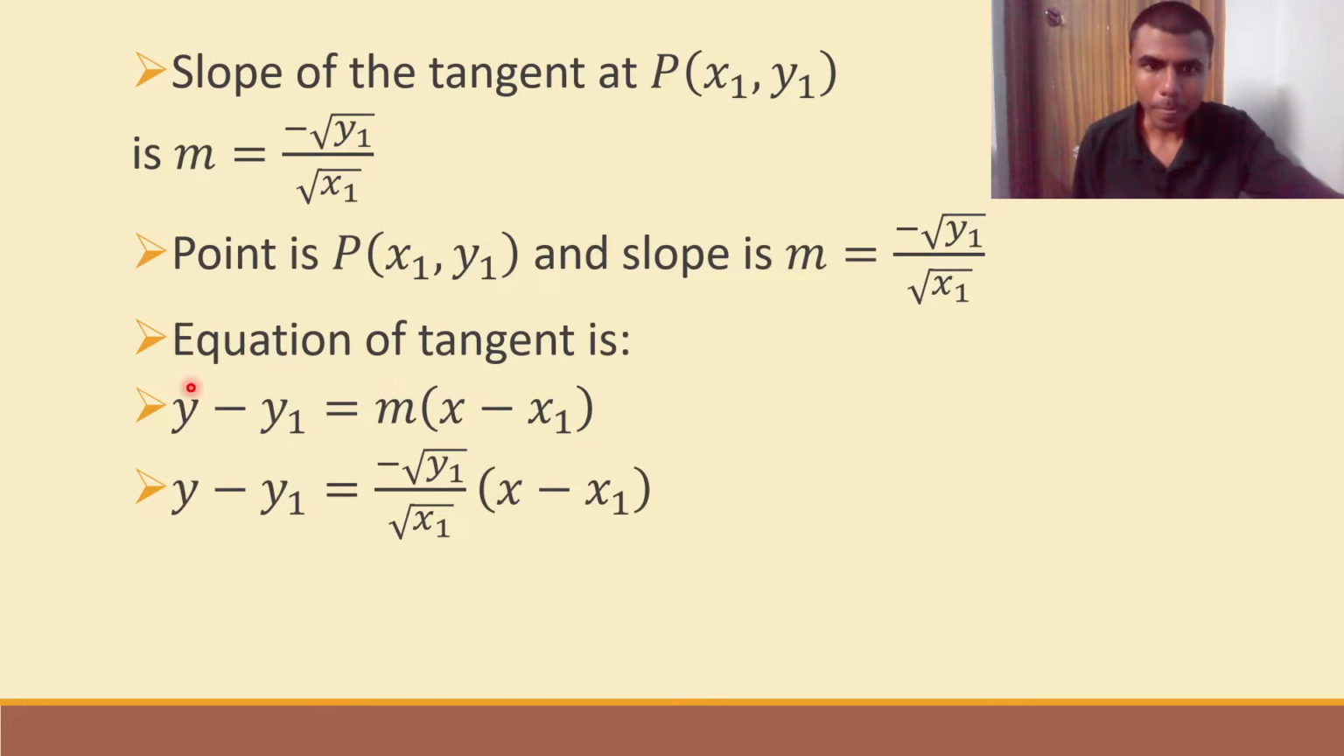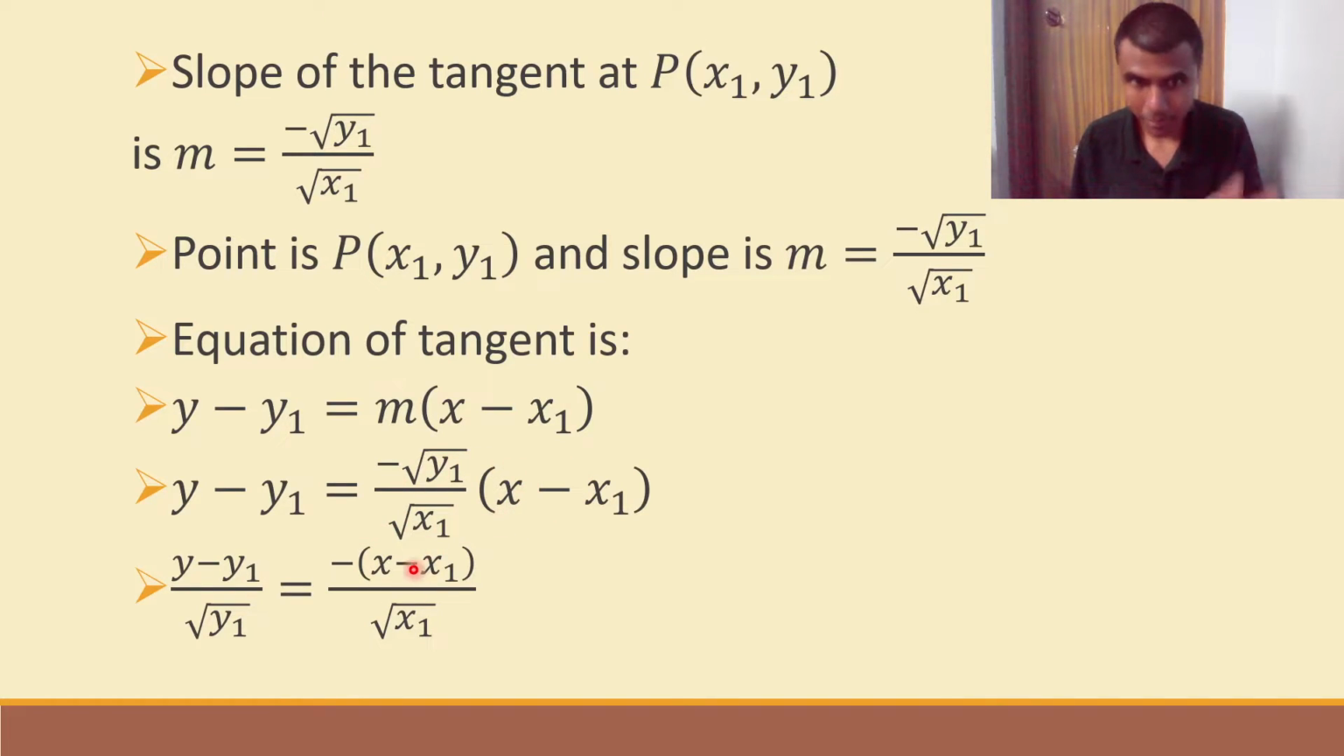This root y1 is there now. Send it to the LHS. Here it's in the numerator; when it goes to the LHS, it will go to the denominator. And this minus is there, just keep it here. Fine.